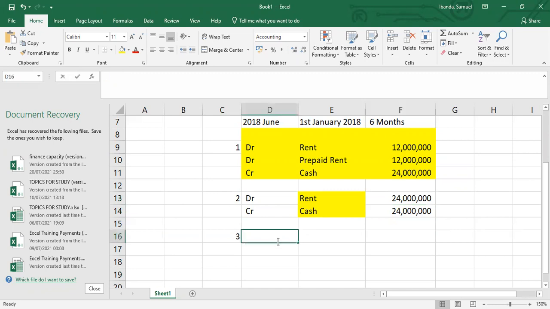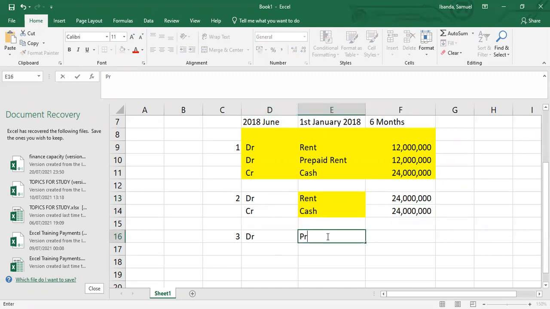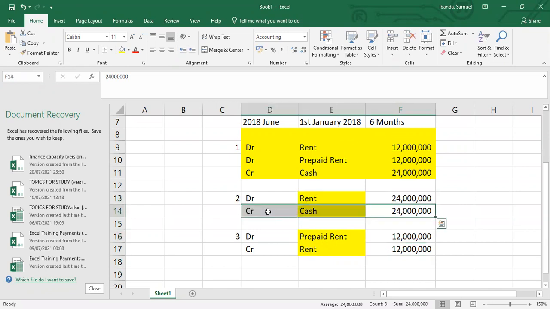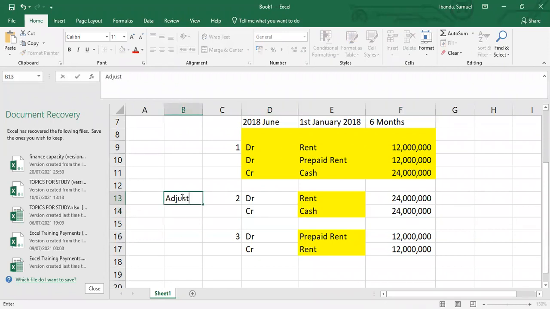And that is why we shall debit our prepaid rent, and we shall credit our rent with 12 million. Now, at the end of the year, this is not a concern for us. You get it? Remember, this is when something is an adjusting entry.